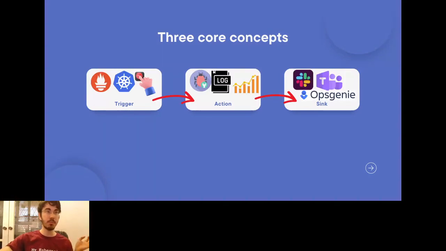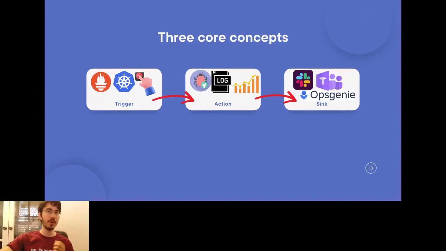Triggers would be Prometheus alerts, Kubernetes changes, anything that happens in your cluster. For example, if a new deployment was rolled out. And it can also be manual triggers, like you say, okay, right now I want to trigger an automated workflow. But there are many, many more triggers. I'm just giving three examples here.